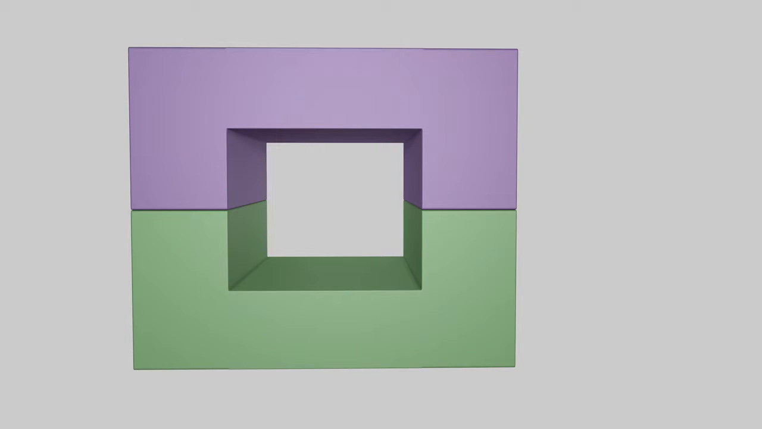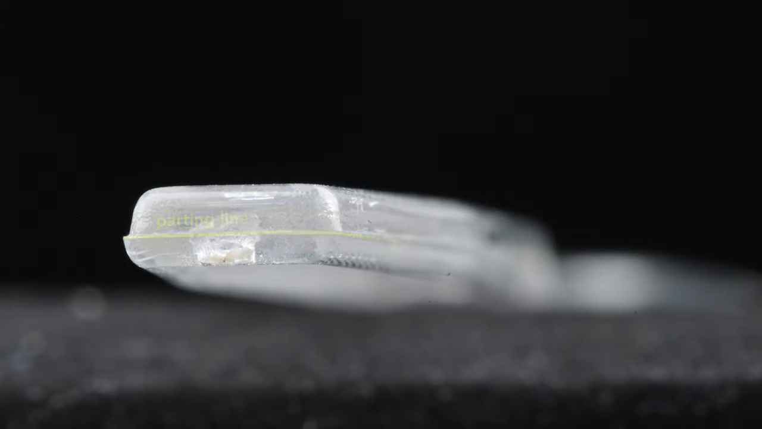Molds always have at least two parts, and where the parts of the mold meet is called the parting line. Here on this piece of cutlery, you see the parting line along the side of the fork. When mold halves close, they are never perfectly aligned, nor do they have sharp corners. This creates a noticeable parting line on the molded object.